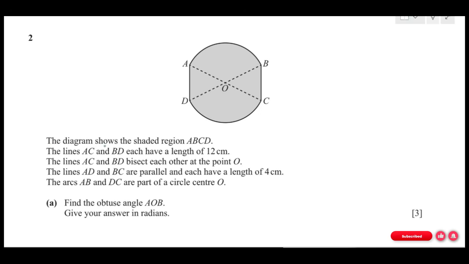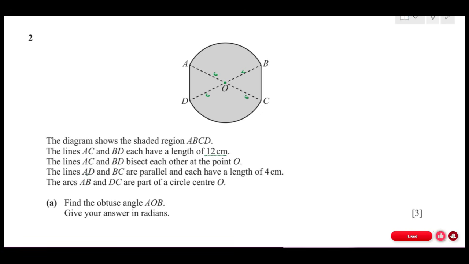Question number 2. The diagram shows the shaded region A, B, C, D. The line AC and BD, A to C, B to D, each has a length of 12 centimeters. The lines AC and BD bisect each other at point O. So at this point O, they bisect each other. So it means this length is 6, this length is 6, this is 6, and this is 6, because the total is 12. So half of 12 is 6.